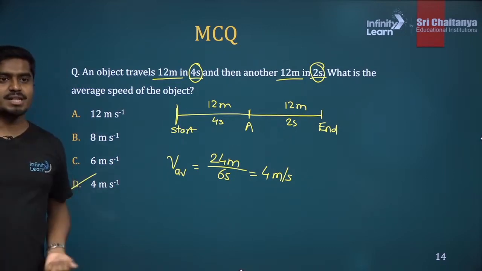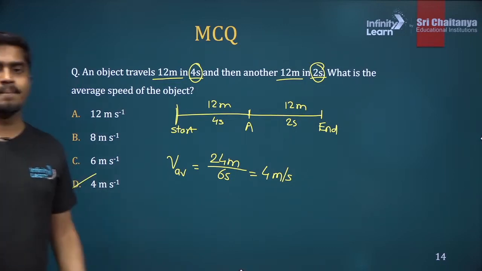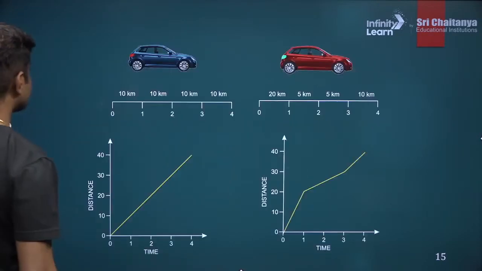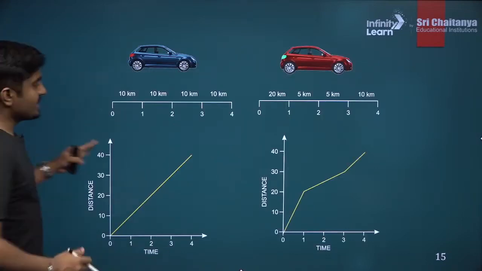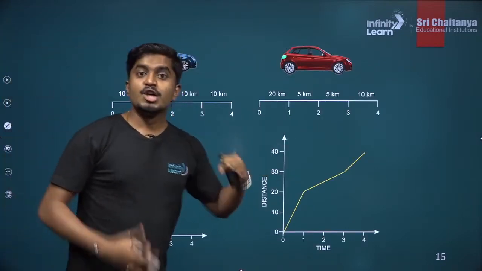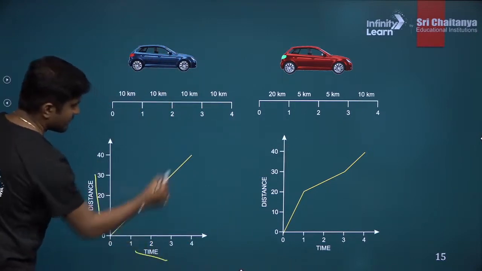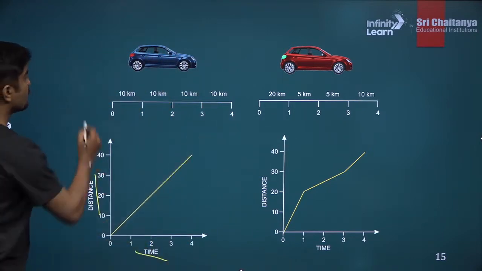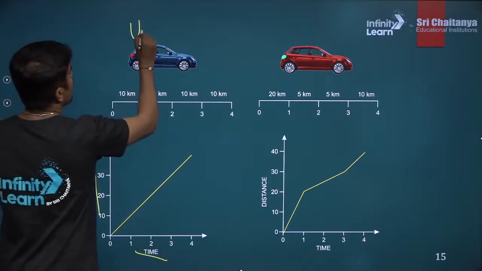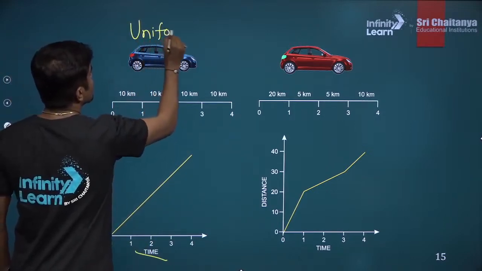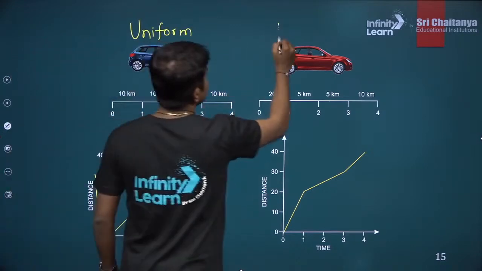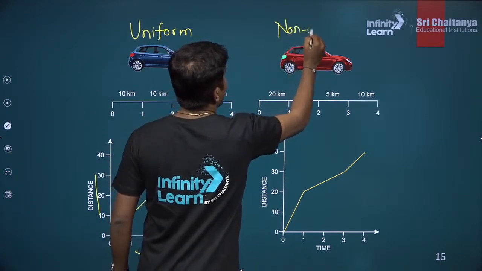Let's go to the next question. Any doubts, any questions, anyone? Okay, we have learned these two graphs. So this is what kind of motion? Distance versus time. If it is a straight line, there is a uniform motion. Uniform motion. And this one was non-uniform.